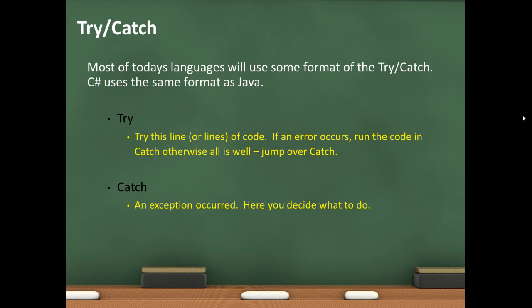So we use the commands TryCatch, and most languages today will have some variation of the TryCatch. All C family languages, C# and Java, use the same variation. So basically what the TryCatch says is, try this chunk of code. If any error occurs, jump down to the catch portion of this code. But if an error doesn't occur, you jump right over the catch portion. Now when we start talking about try and catch, catch will let us look for specific errors if we want to.